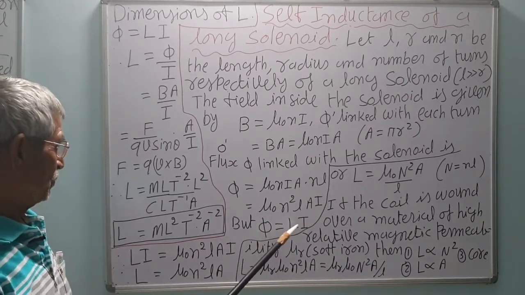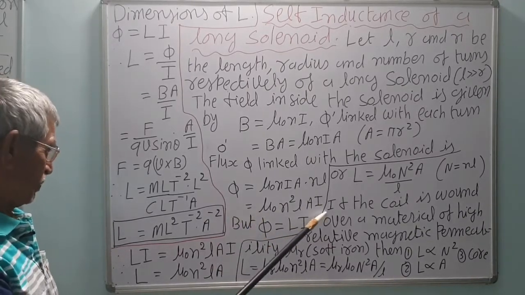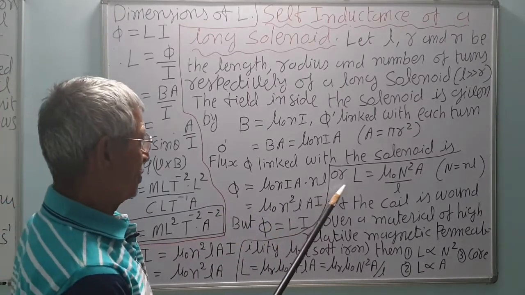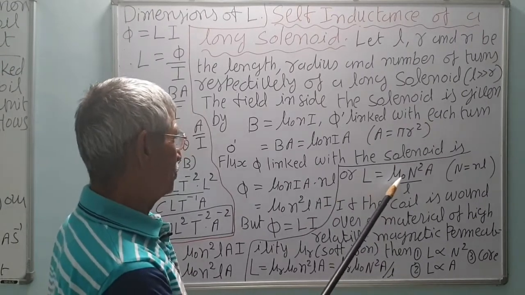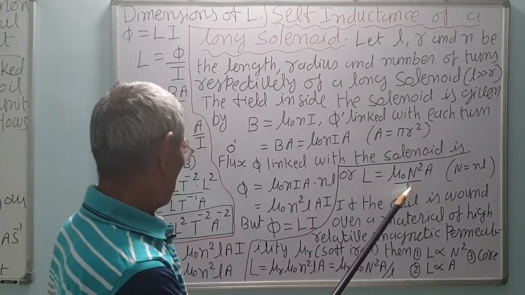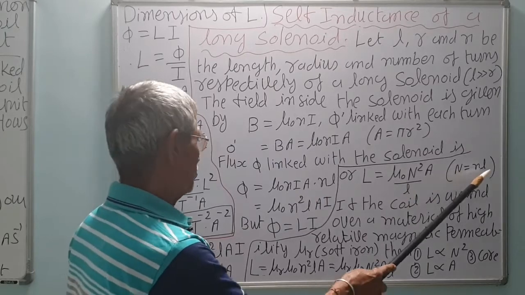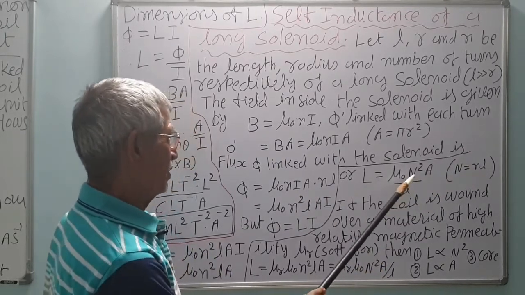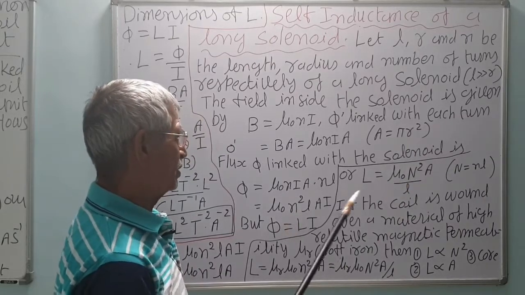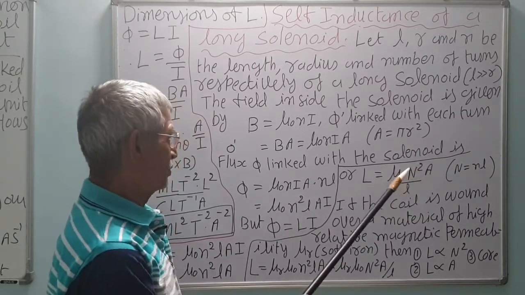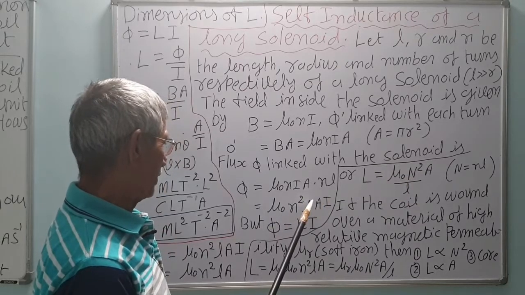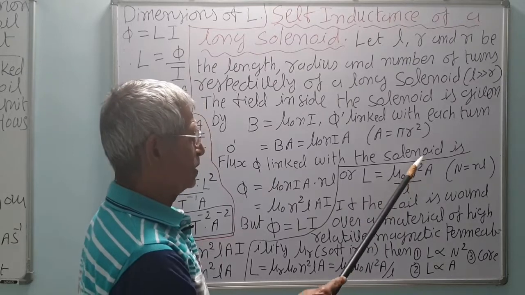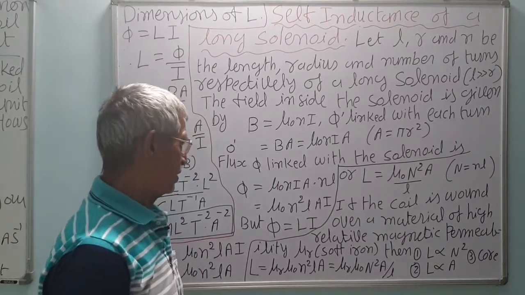But phi is equal to L i, so L i is equal to this one, correct? Flux is equal to L i, or L is equal to mu 0 n square A l. Here n is equal to N by l. So we have introduced the value of small n in terms of capital N. So n square is equal to N square by l square, and L is equal to mu 0 N square A upon l.